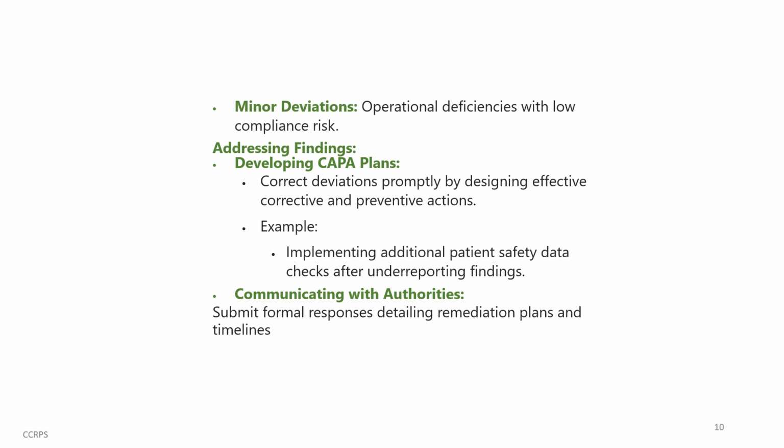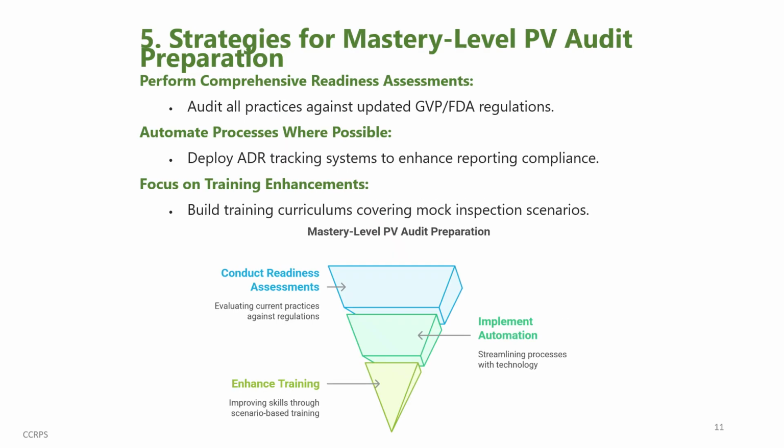Minor deviations include operational deficiencies with low compliance risk, and the findings would require the development of CAPA plans, wherein corrections for deviations are promptly designed for effective corrective and preventive measures. Example, implementing additional patient safety data checks after underreporting findings. Next would be communicating with authorities, wherein formal responses are submitted detailing remediation plans and timelines.